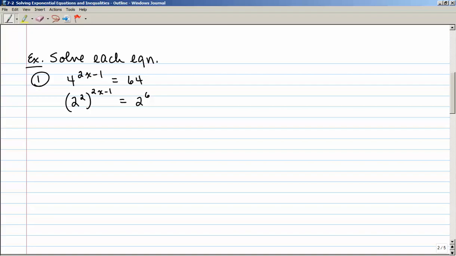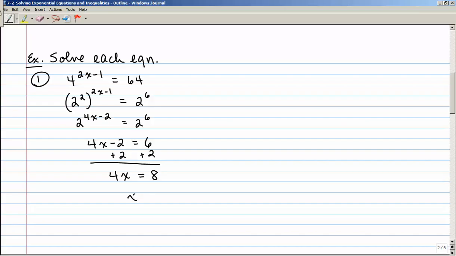Okay, now that I have this equation written with the same base, now I can just solve it, but I have a little step I need to do first. This 2 inside the parentheses needs to be multiplied by the 2x minus 1 outside the parentheses. So this is 2 to the 4x minus 2 power, which equals 2 to the 6th. And now that I have exactly the same base and no parentheses, I can just pull off the exponents and make those equal to each other. And now it's just a very straightforward equation to solve for x.